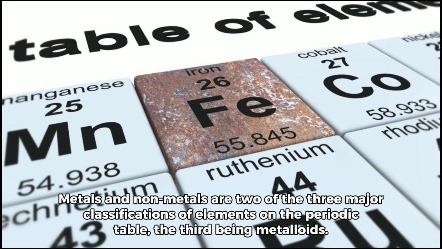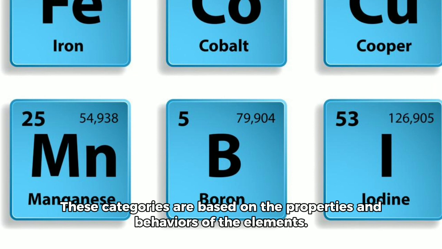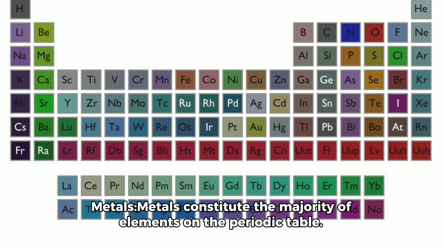Metals and nonmetals are two of the three major classifications of elements on the periodic table, the third being metalloids. These categories are based on the properties and behaviors of the elements. Metals constitute the majority of elements on the periodic table.